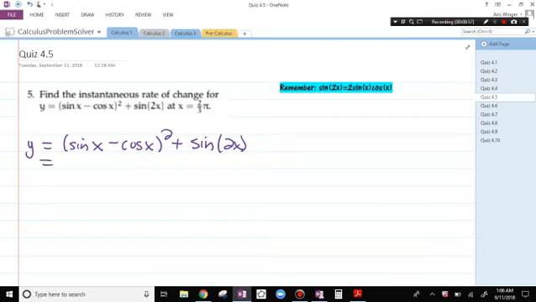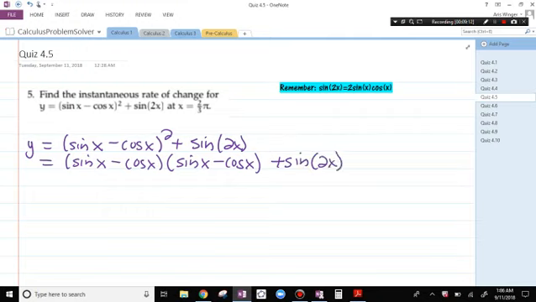We're going to go ahead and square this. This means we've got sine x minus cosine x, and we're going to raise it to the second power, which means we're going to multiply it times itself. We're going to FOIL it out.